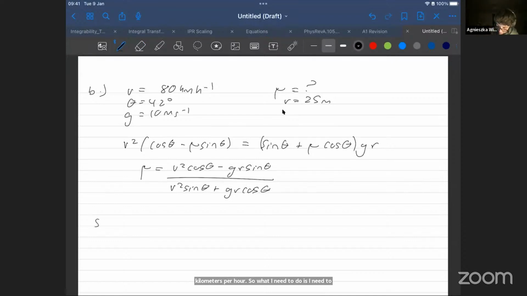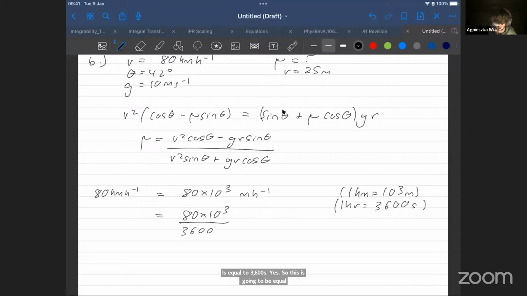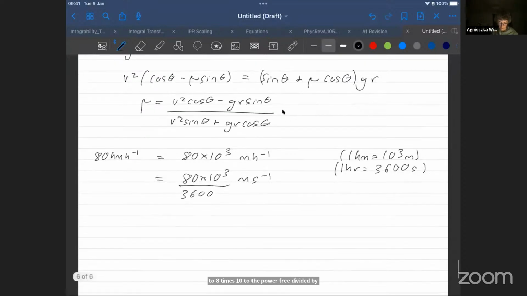So 80 kilometers per hour is equal to 80 times 10 to the power of 3 meters per hour, because 1 kilometer is equal to 10 to the power of 3 meters, and an hour is equal to 3,600 seconds. So this is going to be equal to 80 times 10 to the power of 3 divided by 3,600 meters per second. You plug that in, and that's equal to around 22.2 meters per second. So that is the velocity that you want.